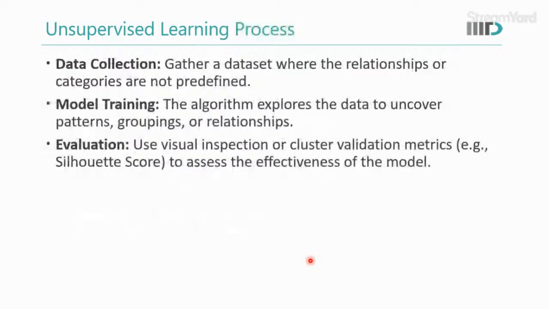So in the unsupervised learning process, we do the data collection first, gathering a data set where the relationships or categories are not predefined. Then we do the model training, where the algorithm explores the data to uncover patterns and group the relationships. Basically, first is the data collection, then the model training, and then the model evaluation. We'll be seeing what evaluation metrics are available for clustering-based approaches to assess the effectiveness of the model that we have trained.